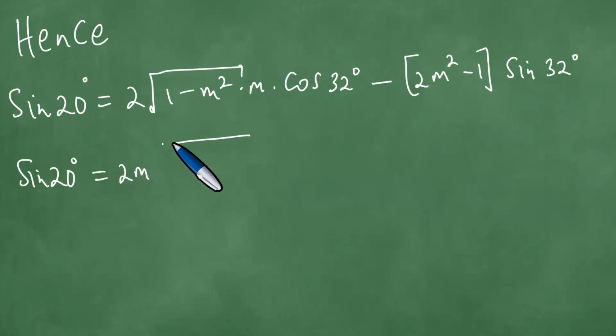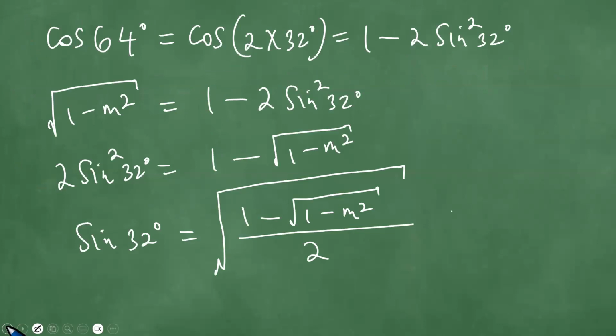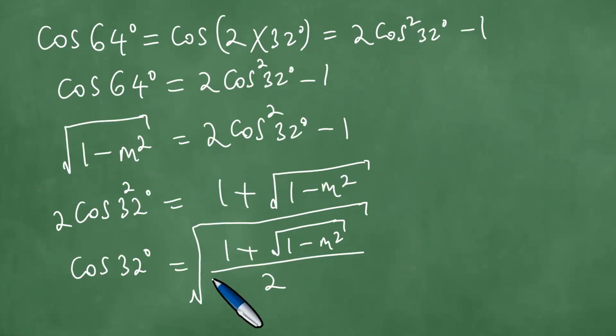So that we obtain the sine of 20 degrees, which equals, so you have m here, and this is exactly 2m times the square root of 1 minus m squared, and therefore the cosine of 32 degrees. The cosine of 32 degrees is the same as the square root of 1 plus the square root of 1 minus m squared, over 2.